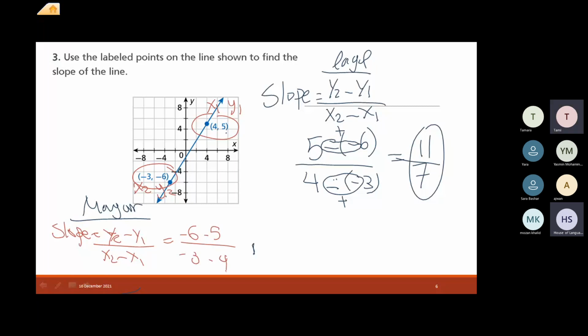What do I have to do? Plus them. 6 plus 5? 11. So it will be negative 11. Why not 11? Because you have a negative sign. Here it is 5 plus 6, here it comes like negative 6 plus negative 5, so it will be negative 11. Down, negative 3 minus 4. Negative 7.